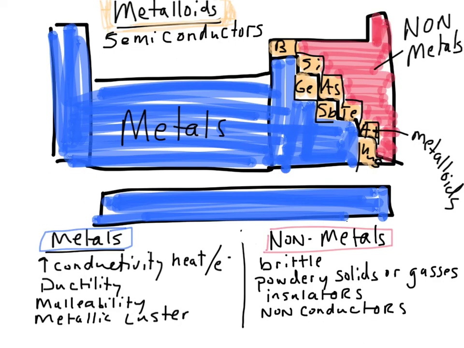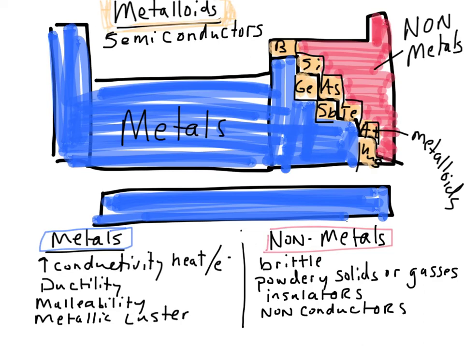Then we have what's known as metalloids. Metalloids are semiconductors. They have properties of both metals and nonmetals. They somewhat conduct heat and somewhat conduct electricity, but not real great. They're not very ductile. They're semi-ductile. They're not malleable or they're not very lustrous. So they're in between metals and nonmetals.